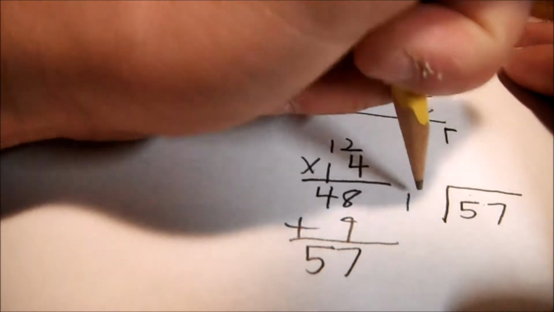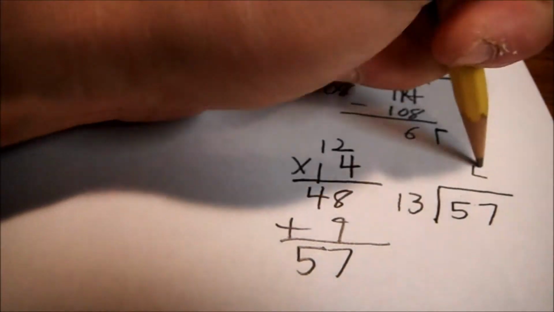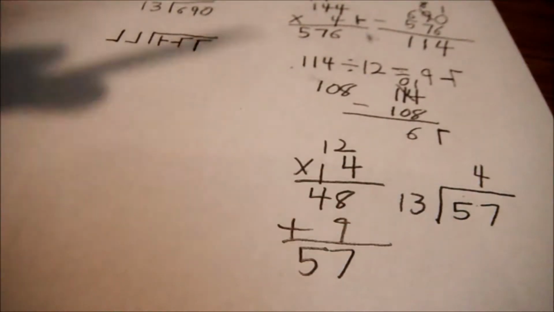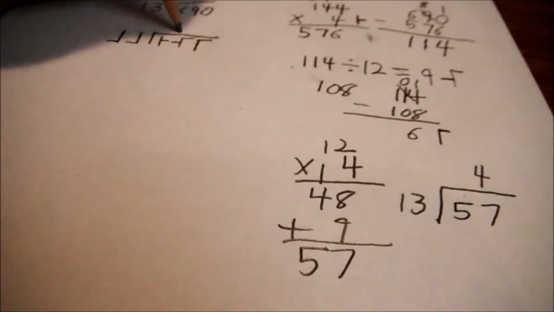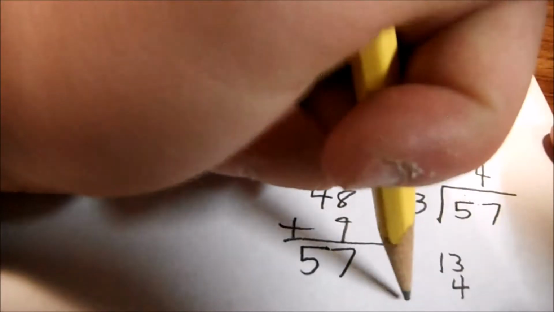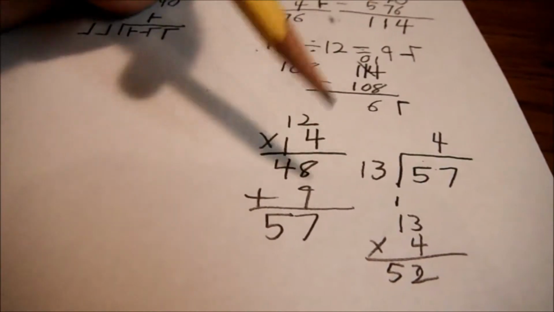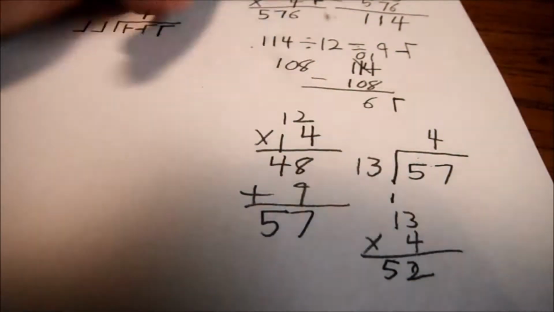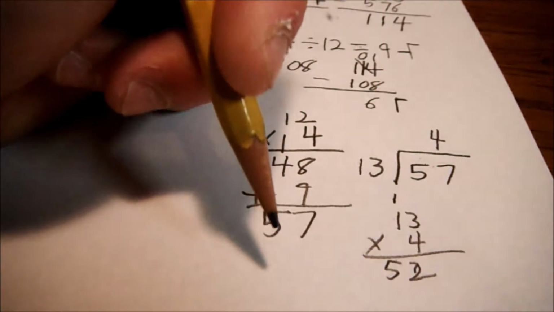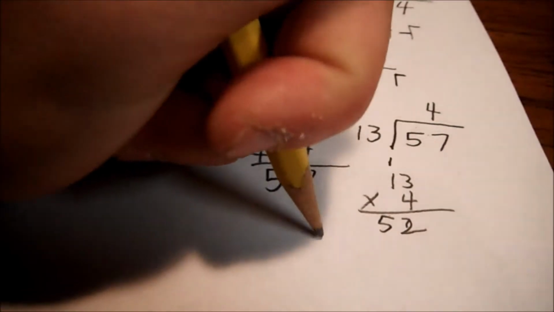So 57 divided by 13 equals 4. So now we would put 4 up here. And so now we need to multiply 13 times 4. There's a step-by-step process here. 12, put the 1. So now we get 52. So now we need to convert 52 into base 12, because we keep going back and forth.